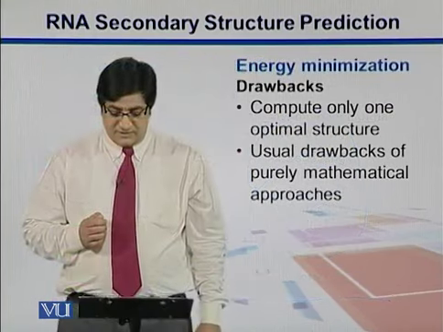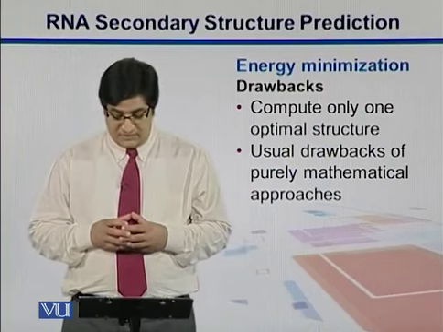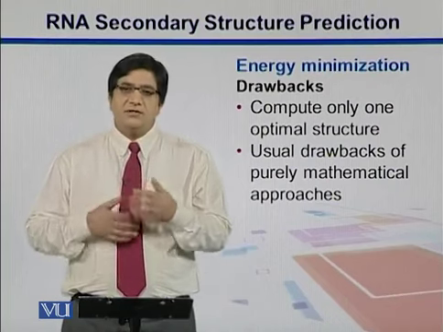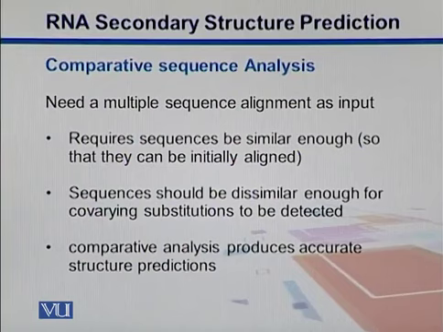The drawback of this energy minimization is that it can come up with only one optimal structure, along with the usual drawbacks of a purely mathematical approach, since it goes with calculations or equations. In comparative sequence analysis, we use a multiple sequence alignment as input, and it requires sequences to be similar enough so that they can be aligned with one another. Then the sequences should be dissimilar enough for covariant substitutions to be detected.